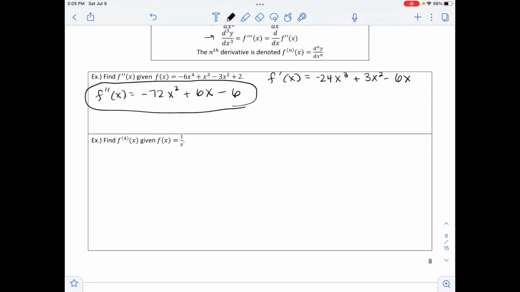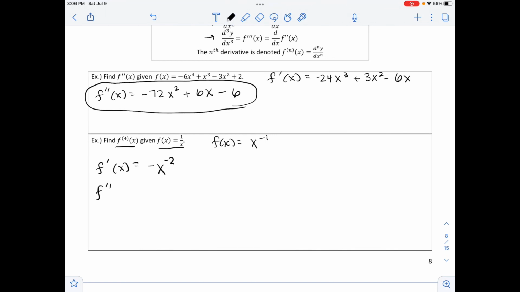The next example says to find the fourth derivative of f of x equals 1 over x. And so in order to get the fourth derivative, we first need to find the first, then the second, then the third, and then we can arrive at the fourth. But I'm going to go ahead and first rewrite this function as x to the negative first. And so our first derivative of this is going to become, using the power rule, negative x to the, and it's always subtracting 1 from the exponent. So negative 1 minus 1 would become negative 2.